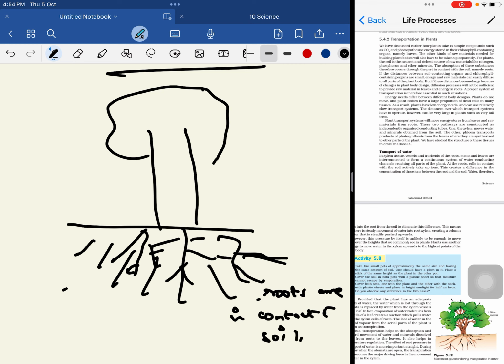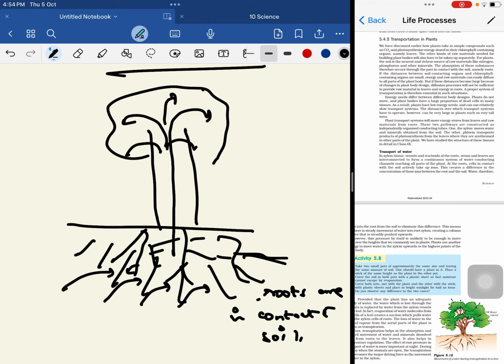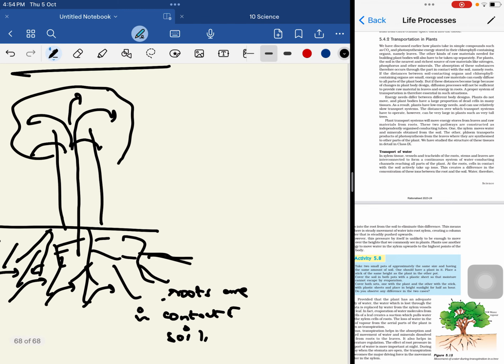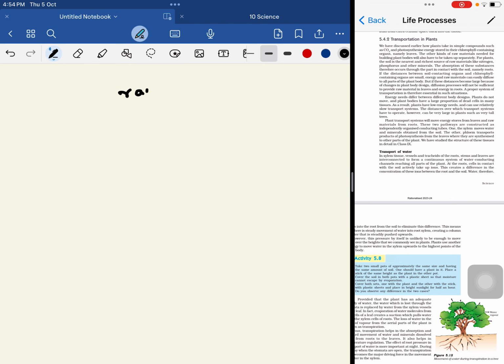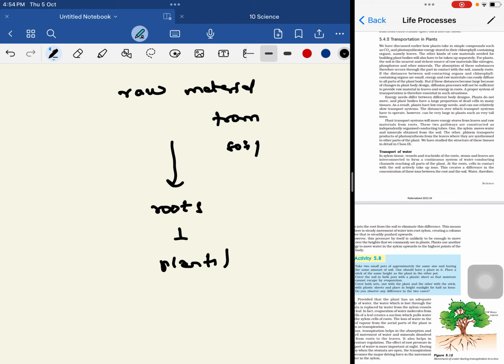From the soil, the roots get all the raw materials needed to be transported to the tree, to the whole plant. The raw material from the soil is taken by the roots and transported to the plant or tree. This is the flow chart.